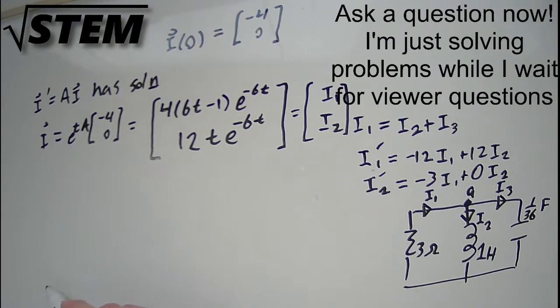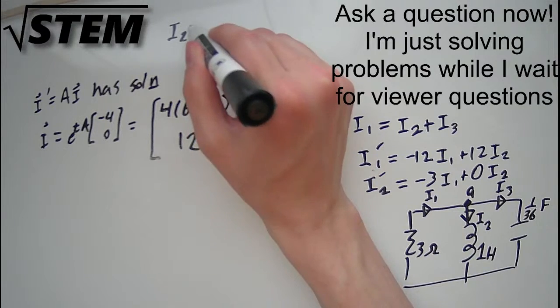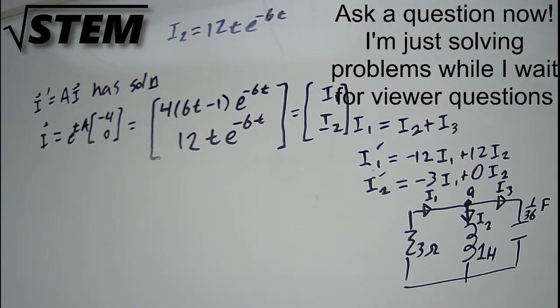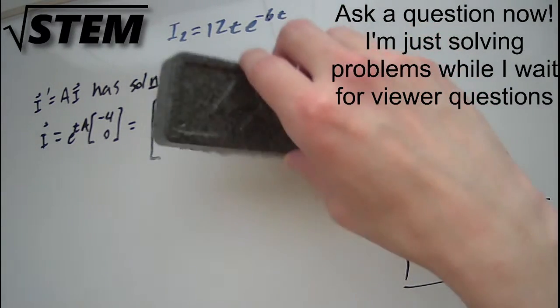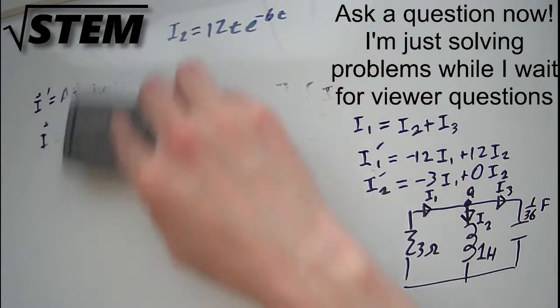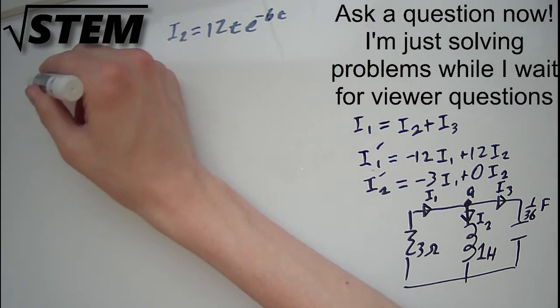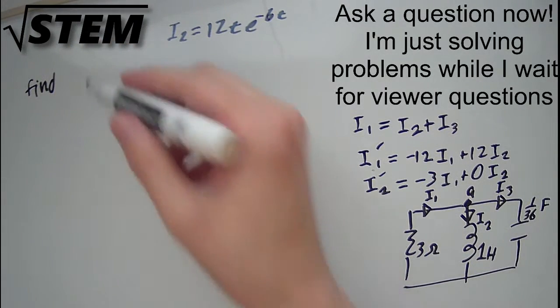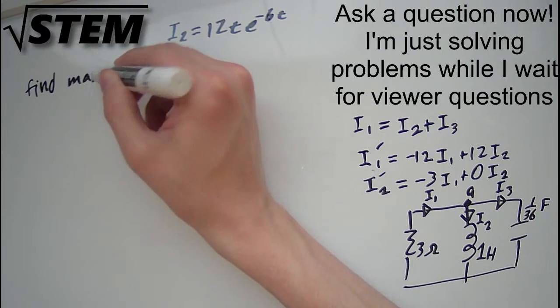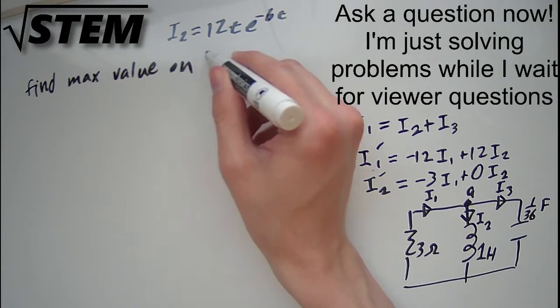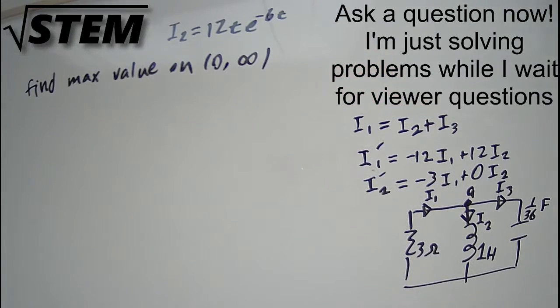So if I2 equals 12t e to the negative 6t, find the max value on 0 to infinity. So this is now a calculus 1 problem.